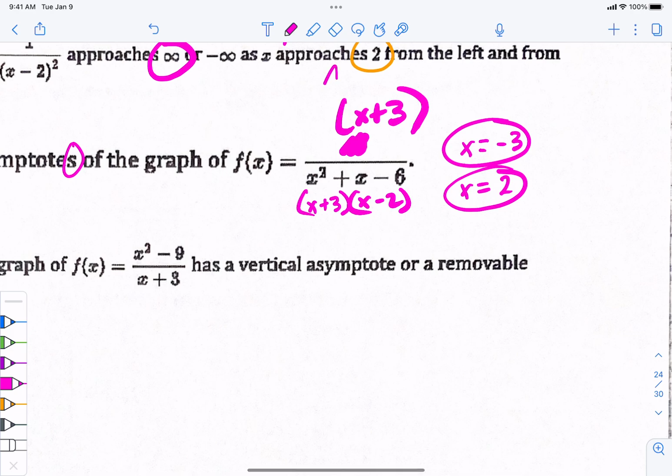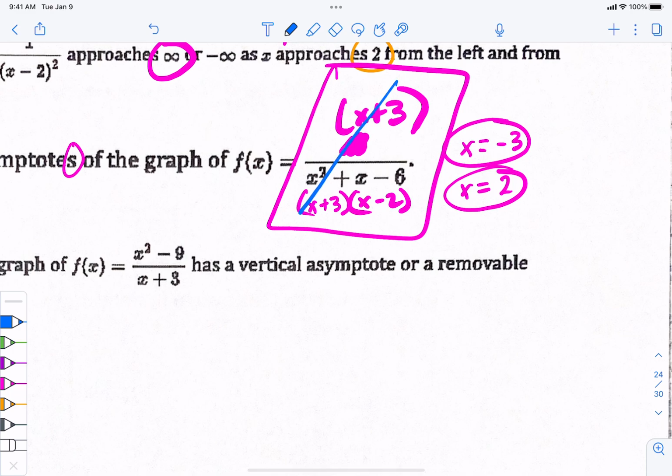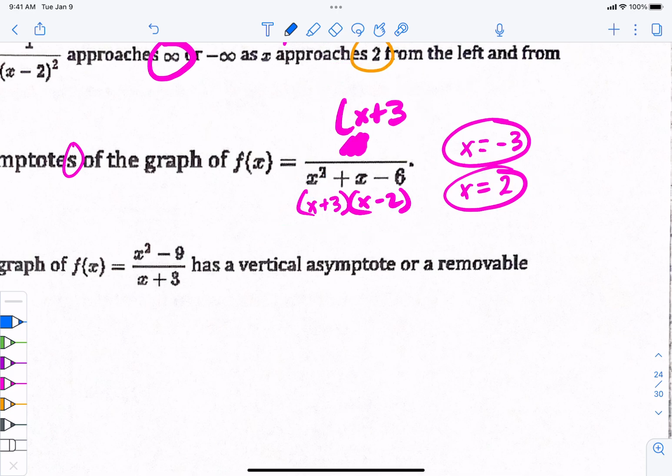For example, if this was the problem, and it wasn't x squared on the top and it was x plus 3, then the x plus 3 cancels. So this was actually a hole and not a VA. This is still a VA. So it starts as a VA first, but if it cancels, it's a hole. Are they both VAs on here? They are both VAs because nothing cancels. Good? Happy with that? All right.